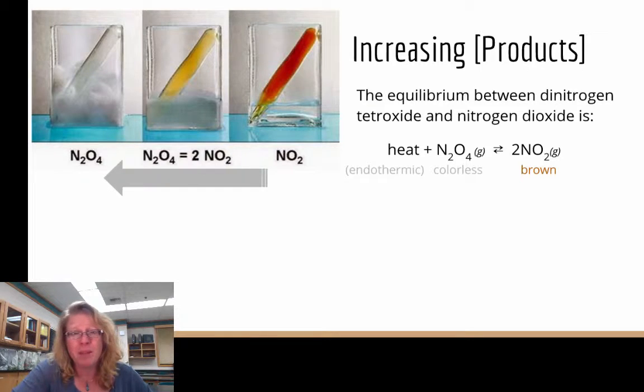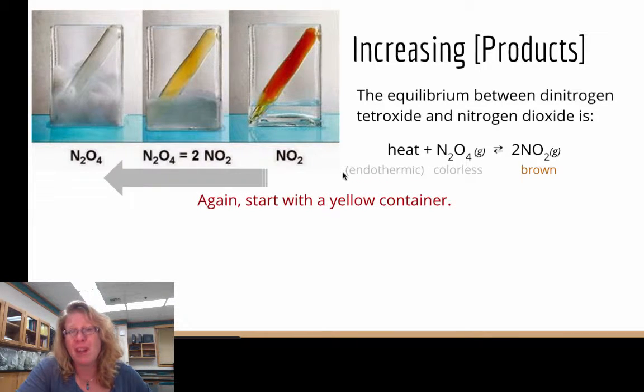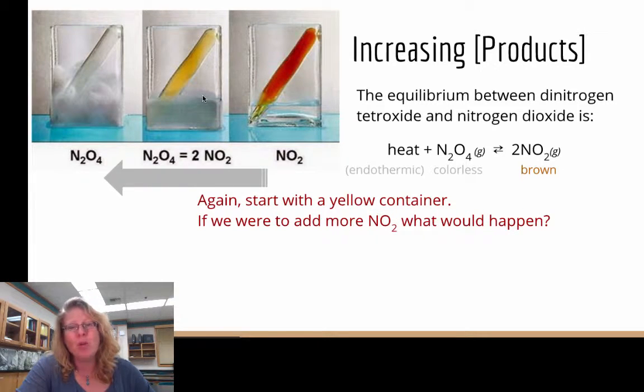So what is this going to look like in my chemical equation? Here, what do we got? So this is going to be our shift to the left, right? So here's our equation. I'm going to start with my yellow container, my equilibrium. And if I add more NO2, what's going to happen?